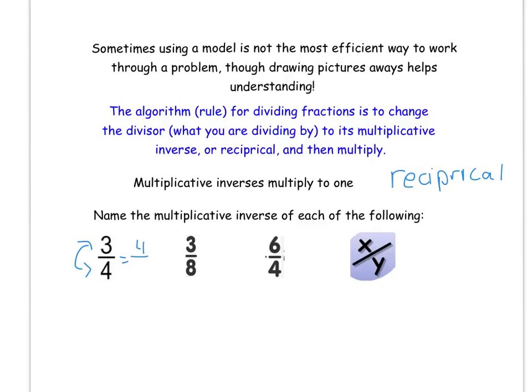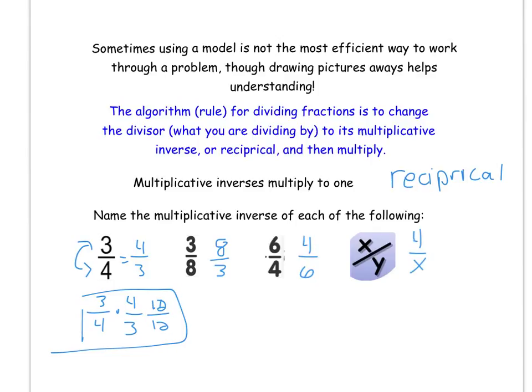So 4/3. And again, I said they multiply to 1. That's how you can tell if you did this right. Times 4/3 becomes 12 over 12, which is 1. So multiplicative inverses multiply to 1, and we can use this to help change our division to multiplication. Alright, so I want you to pause this and see if you can name the rest of these multiplicative inverses.